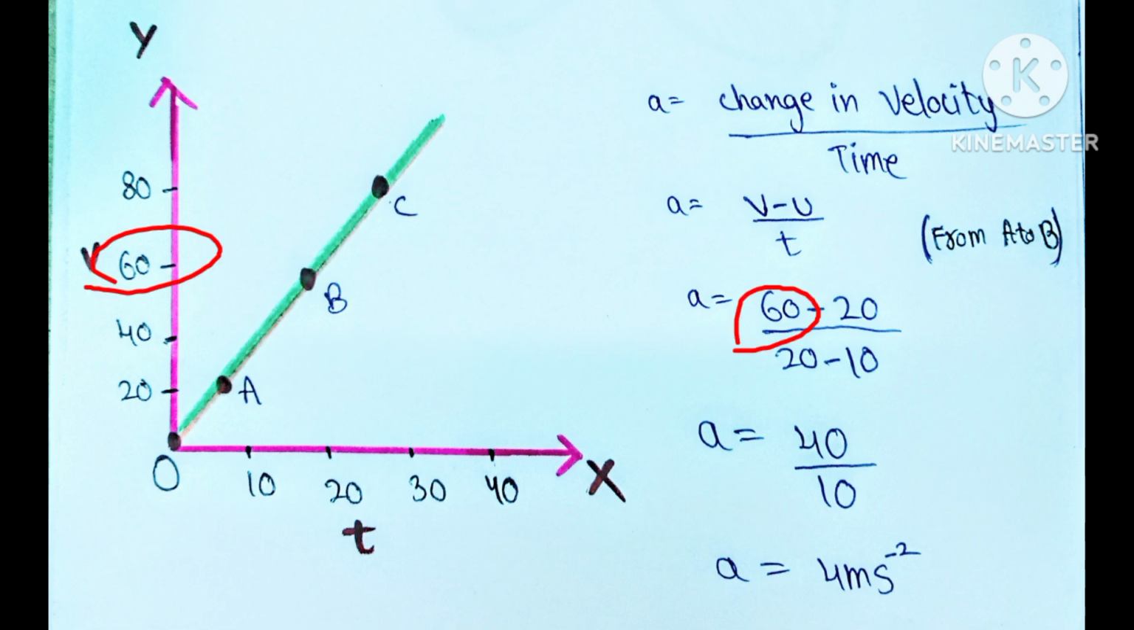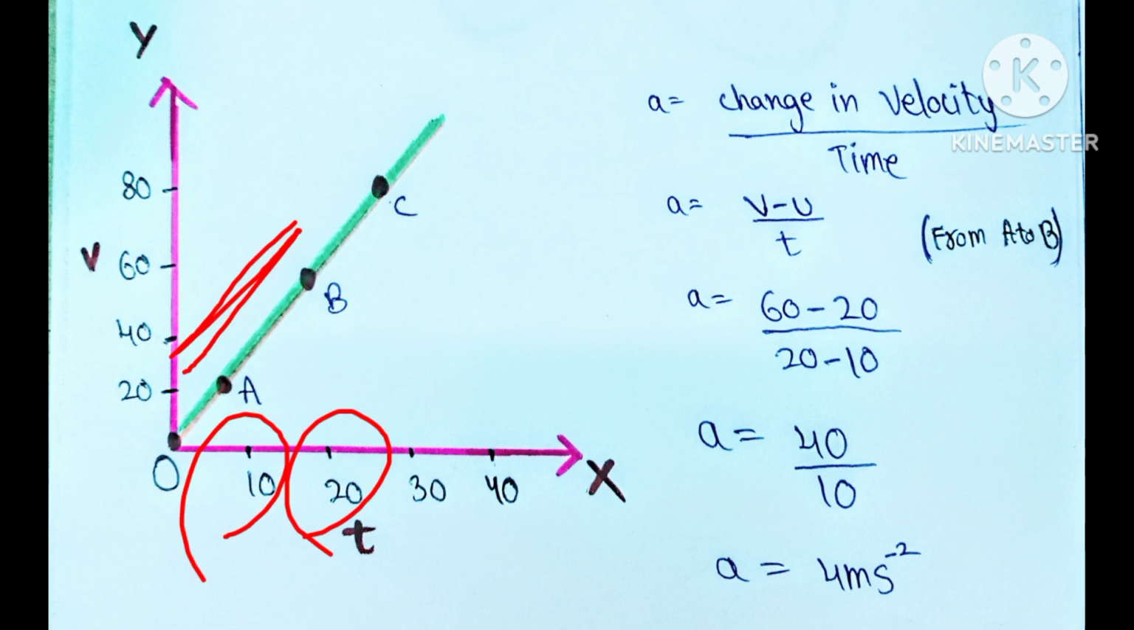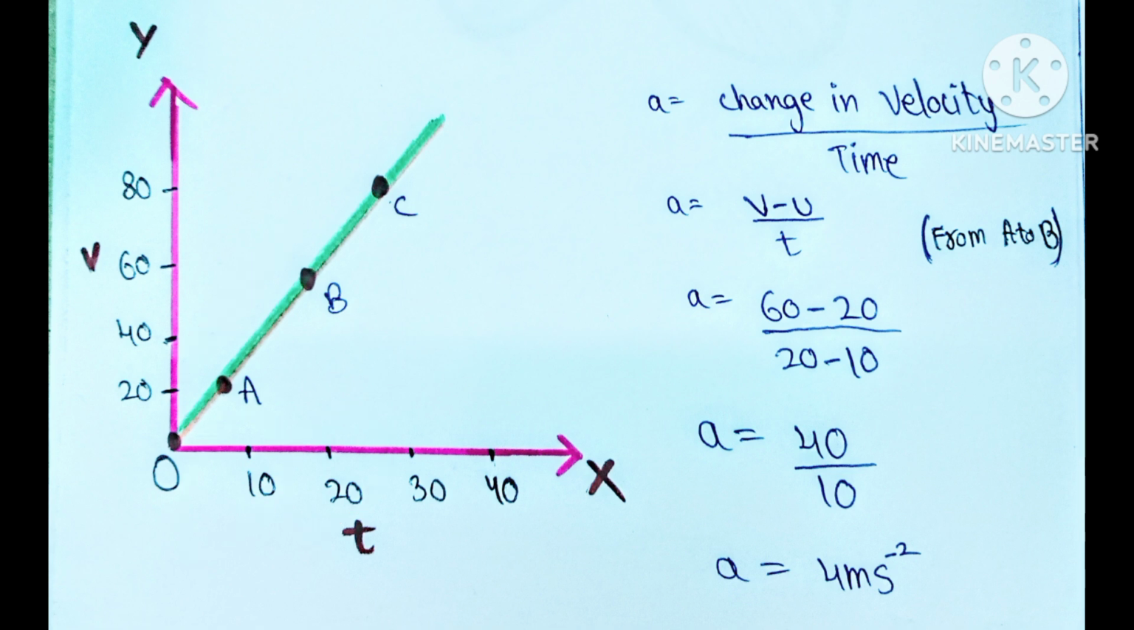Here the final velocity is 60 meters and the initial velocity is 20, and the time is 20 minus 10. A equals 40 by 10. After dividing, we get an acceleration of 4 meter per second square. So you can see that the slope of the velocity time graph gives the acceleration.